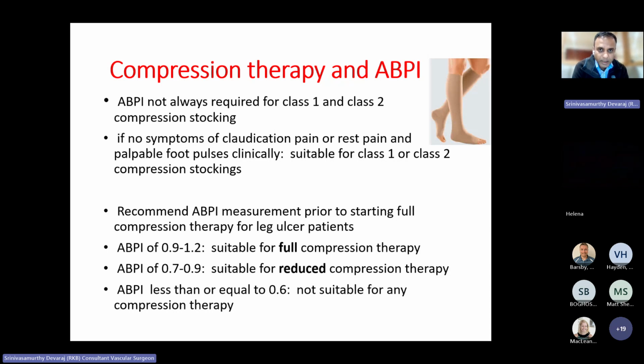If they require higher degrees of compression, then yes, I would recommend routine ABPI testing. But how do we know that they're suitable? Again, clinical assessment. If they've got no symptoms of claudication pain or ischemic rest pain, and they've got a well perfused foot with palpable foot pulses, you can be pretty confident that they don't need Doppler testing, and they can have class 1 or class 2 compression stockings.